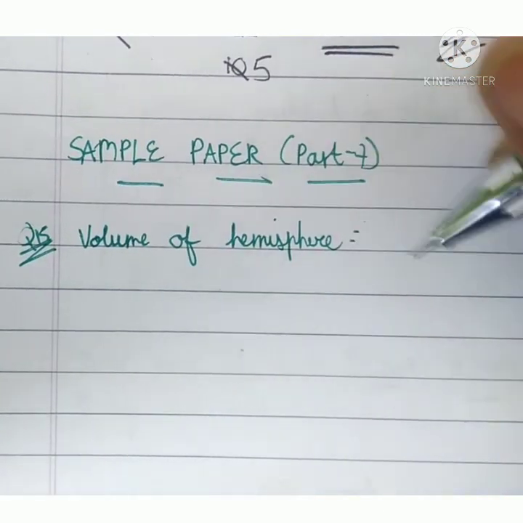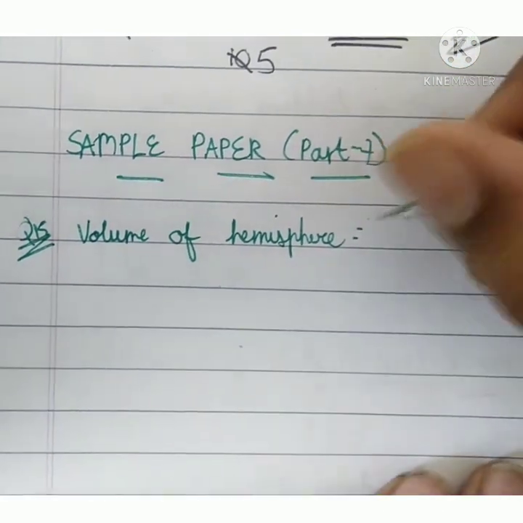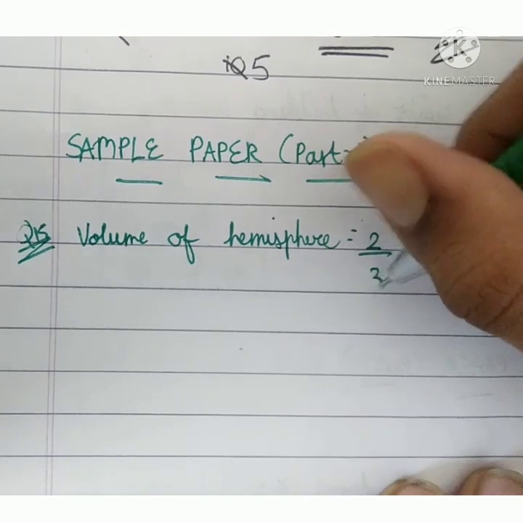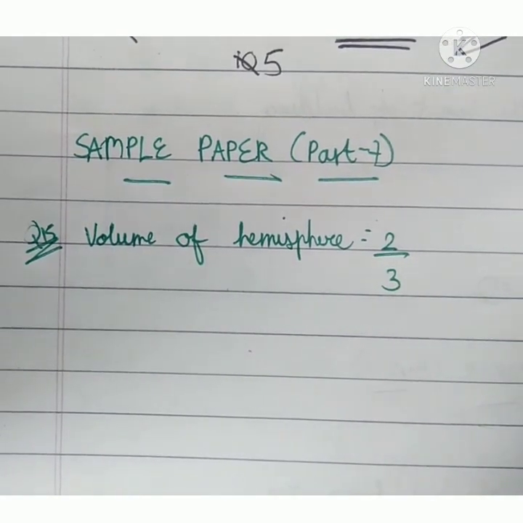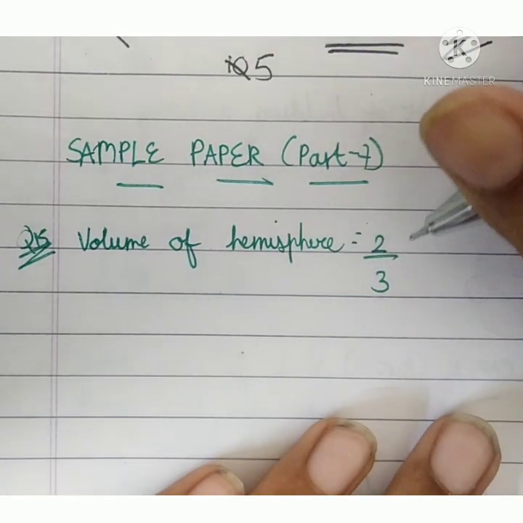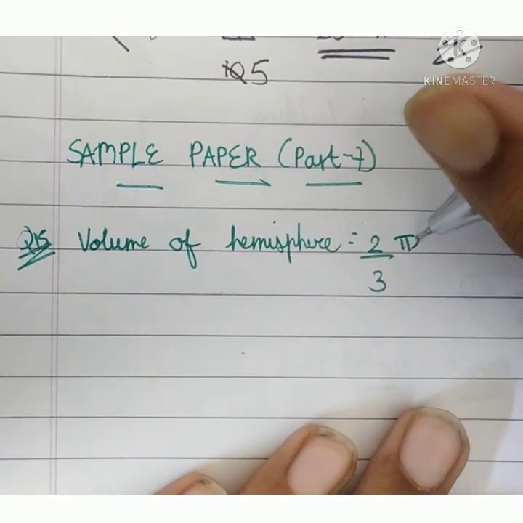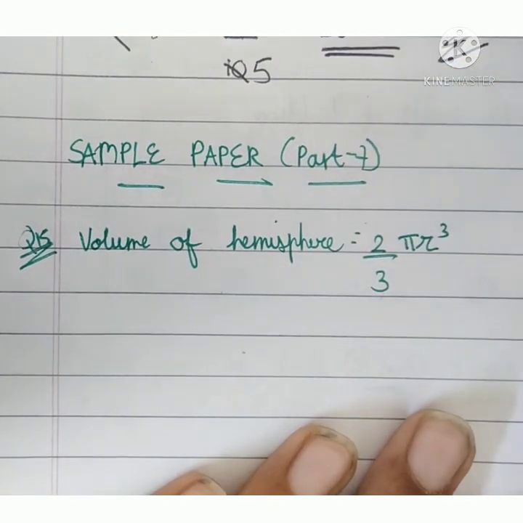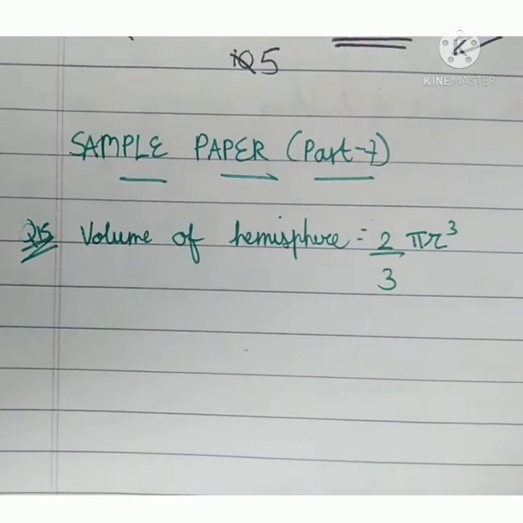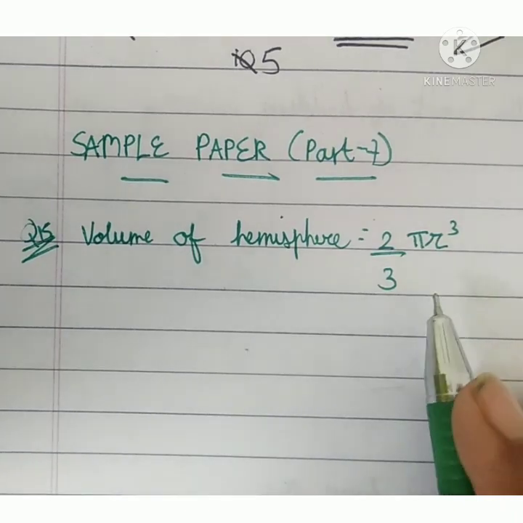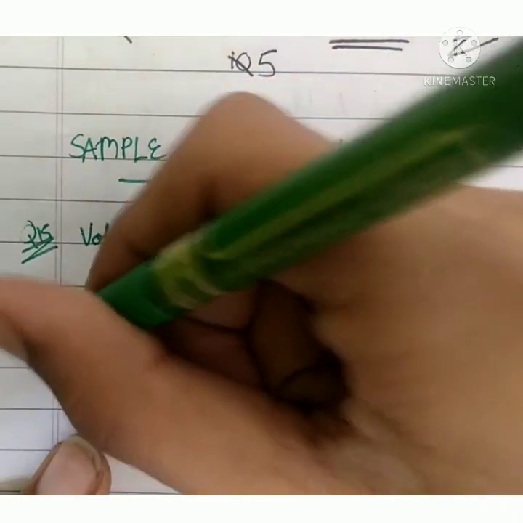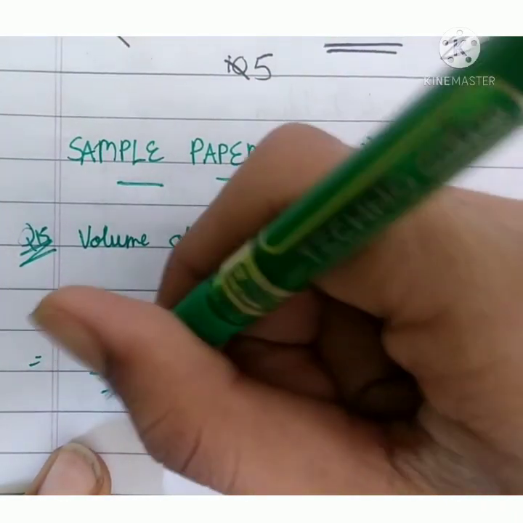You have to just write down the volume of a hemisphere is equal to, this is the formula, 2 by 3 pi r cube. Yes, pi r cube. Now it is given that the radius of the base is 3.5 meters. So let's put it in 2 by 3.